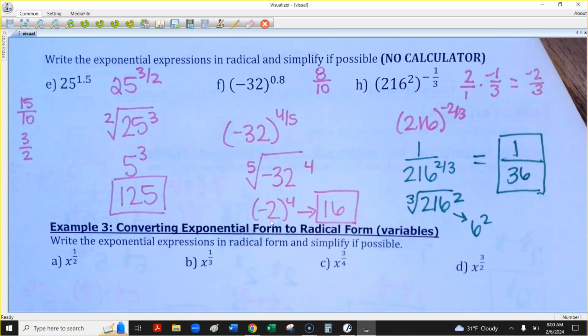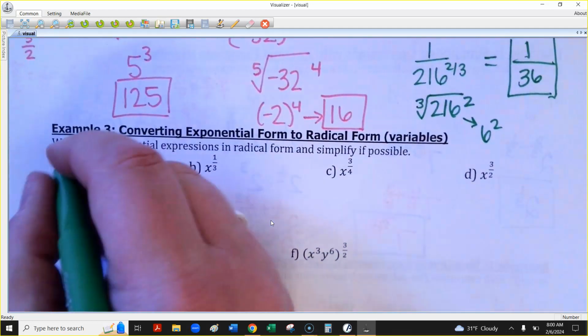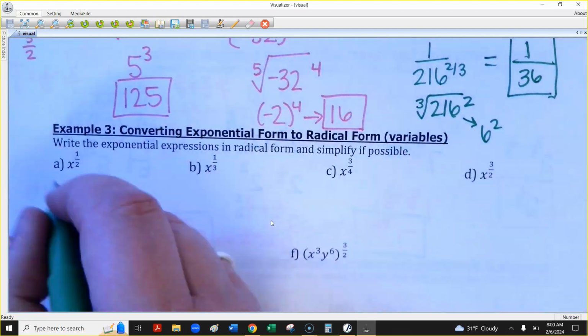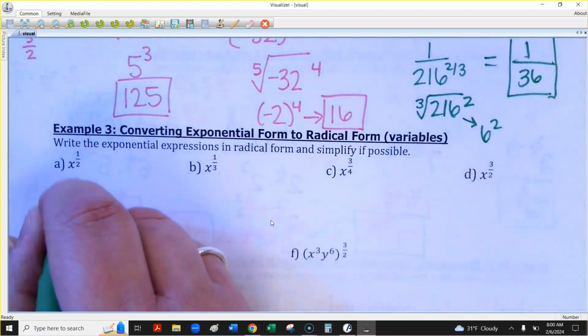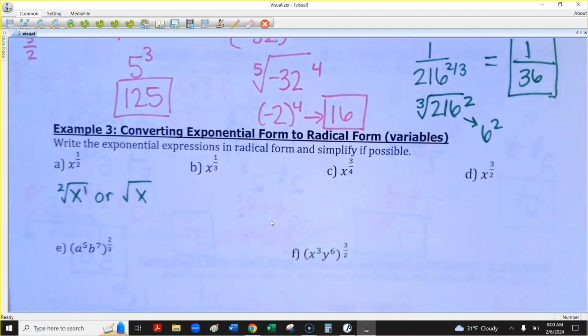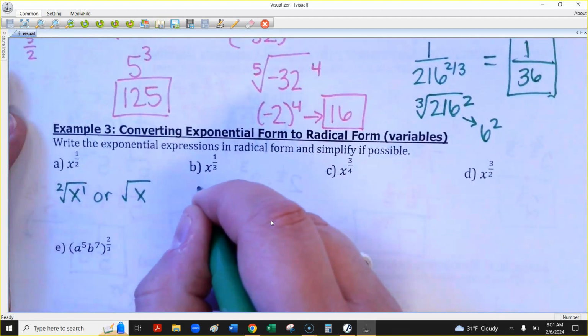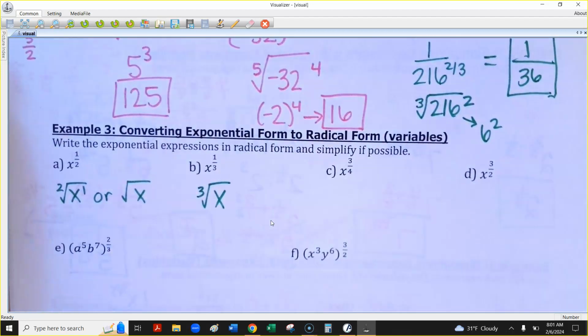Okay, those were all numbers. I'm going to mix in some variables here. So I think I wrote this on the front, actually. So x to the 1/2 is just the square root of x to the 1st. You don't have to write that exponent, but the bottom out works with the variables too. If you have a 1/3 power, x to the 1/3, it's just the cube root. Those two things are the same.